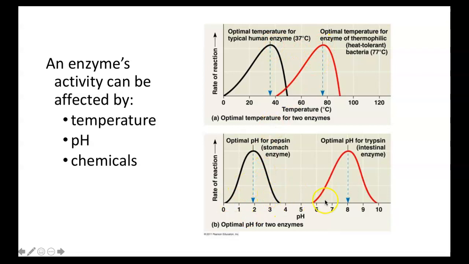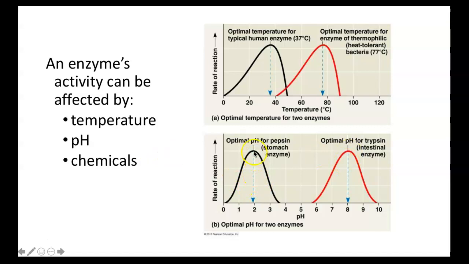Down here, this graph is showing you pH for two different enzymes. The black one is pepsin, which is an enzyme in your stomach that digests proteins. Trypsin is an enzyme in your intestine that digests proteins. What you'll see is that the rate of reaction for pepsin is highest at a pH of 2, which makes sense because the stomach has a pH of 2. On the red one, the rate of reaction for trypsin is highest around 8, which makes sense because the pH of the intestines is around 8.